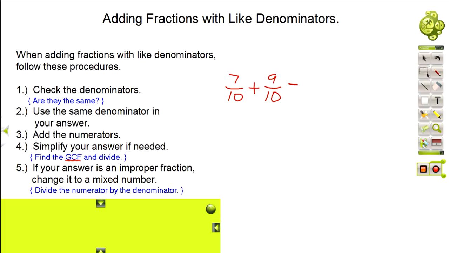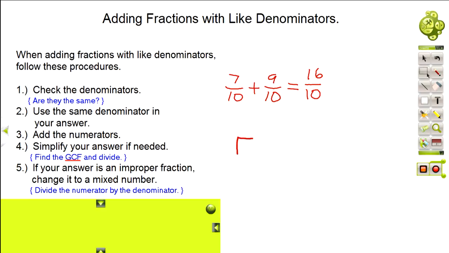Okay, here we go. Let's review what you accomplished. Step 1, check your denominators. Our denominators are common. They are like. Step 2, we're going to use that denominator in our answer. Step 3, we add our numerators. 7 plus 9 is 16. Step 4, we're going to skip because we want to convert our improper fraction into a mixed number.